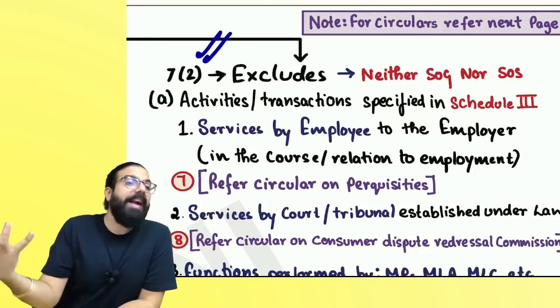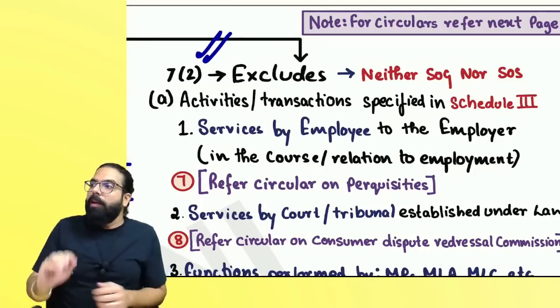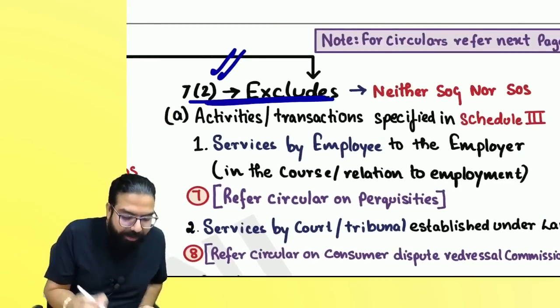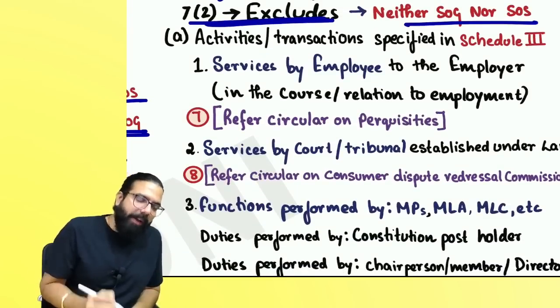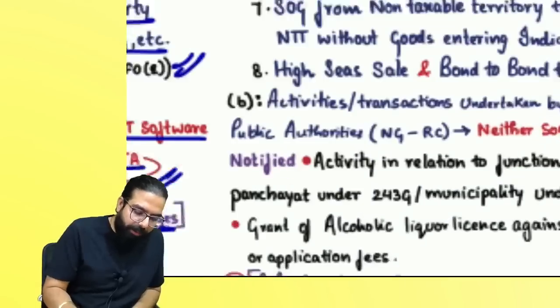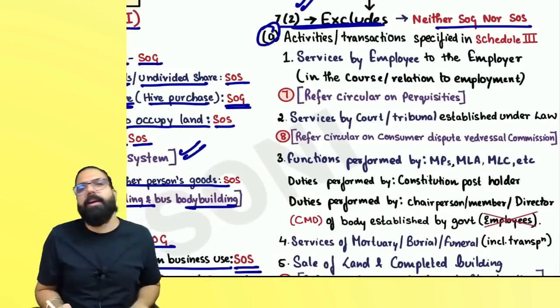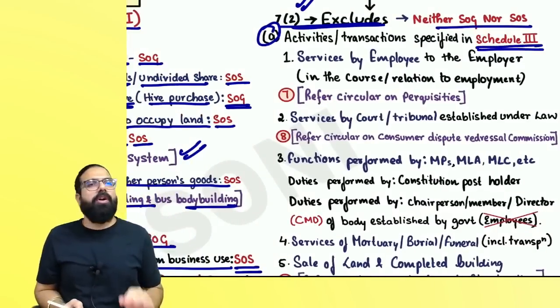But even if an activity falls in Section 7(1)(a), (b) or (c) as a supply, if the government writes it in Section 7(2), then it will be neither a supply of goods nor a supply of service. Section 7(2) has Section 7(2)(a) and Section 7(2)(b). Under Section 7(2)(a), the government told that those activities which are told in Schedule 3 will be neither a supply of goods nor a supply of service.